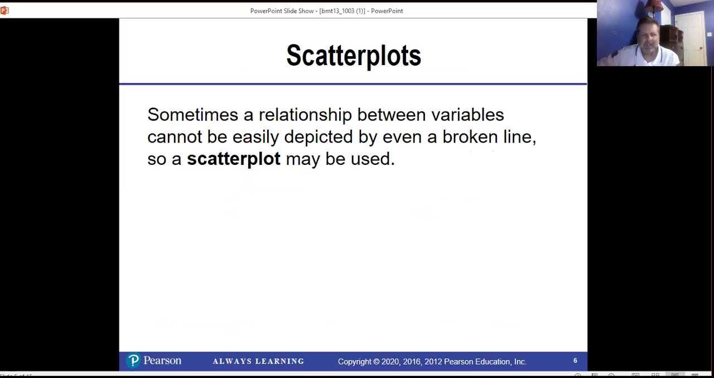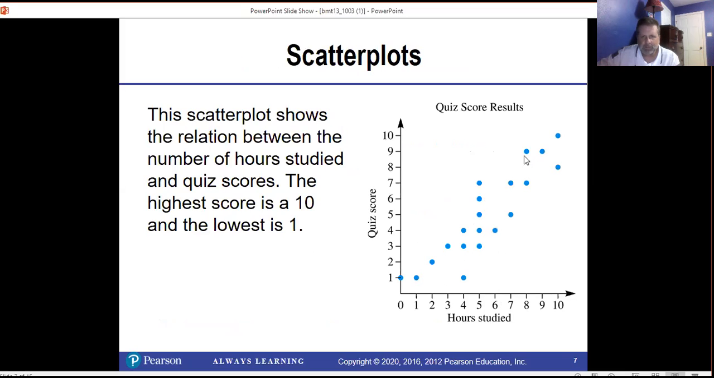All right, so now using some discrete information, you have what's known as a scatter plot. Sometimes the relationship between variables cannot be depicted by even a broken line, so a scatter plot's used. This is an example of a scatter plot: hours of study and quiz score. I can't connect the score from 1 to 2 because you can't get a 1.5. You can either get one answer right or two answers right. You get 3 answers right or 9 answers right. You can't connect the 9 and the 3 together. So you can't connect them with the dot.